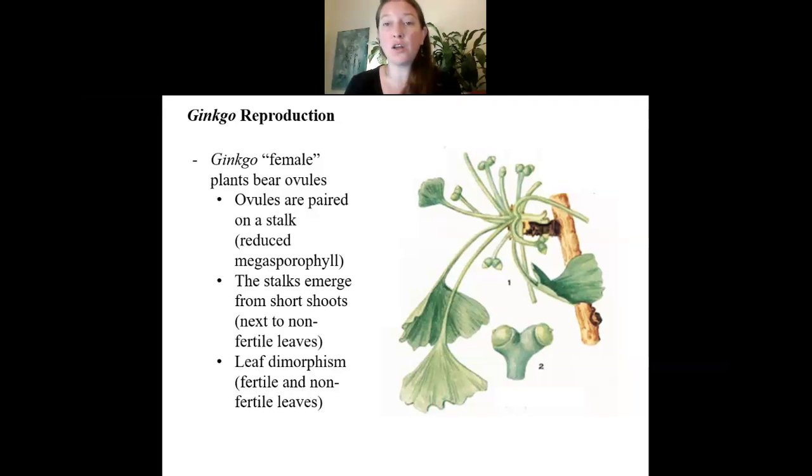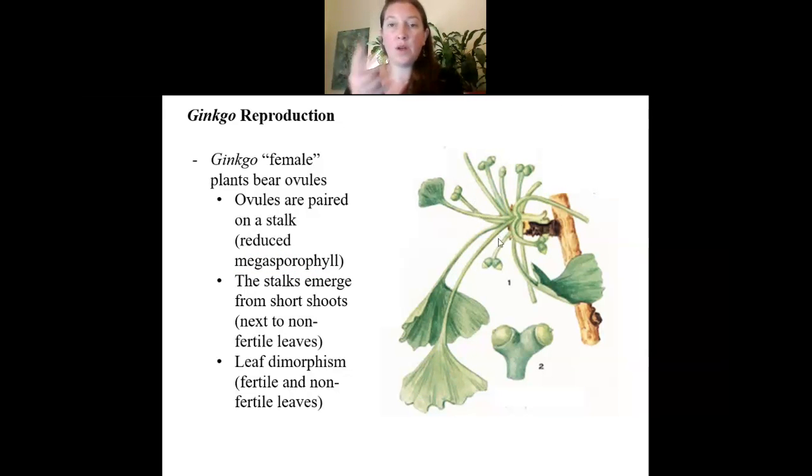And that stalk, you might notice, is coming out of the short shoots, right? Where the leaves also come out, right? And so these stalks are actually reduced megasporophylls, such that now the stalk is really just a petiole. The petiole of the leaf, there's no leaf anymore except for that petiole, and now we just have two ovules paired on a stalk out and exposed.